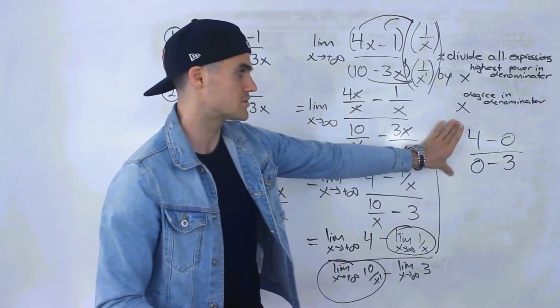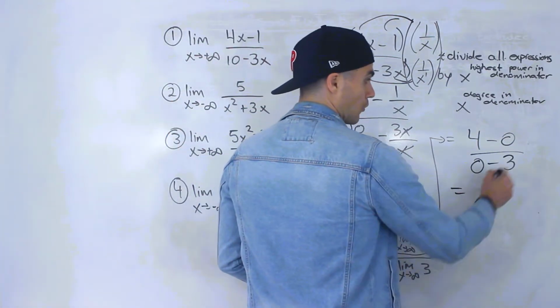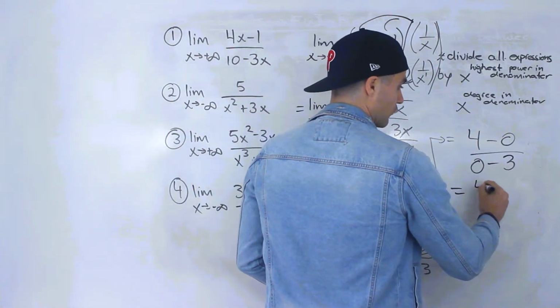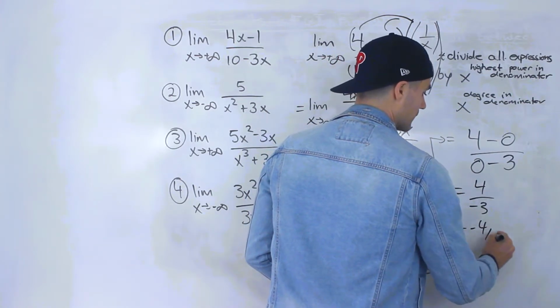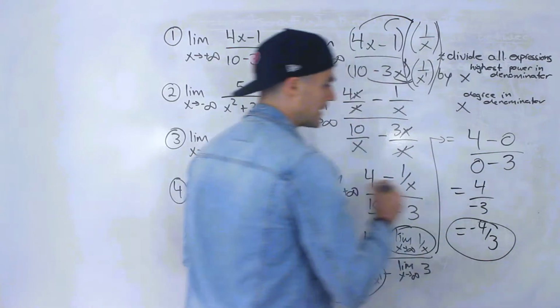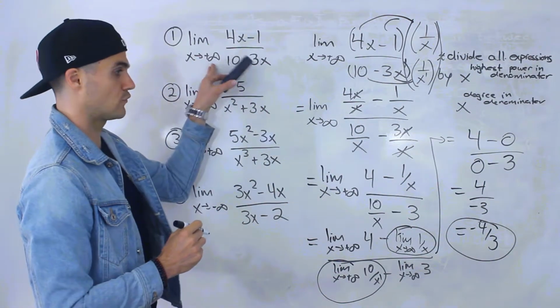And then you just have this over here. And so notice, what would we end up with here? We'd end up with 4 over negative 3, or negative 4 over 3. And that ends up being the limit for this.